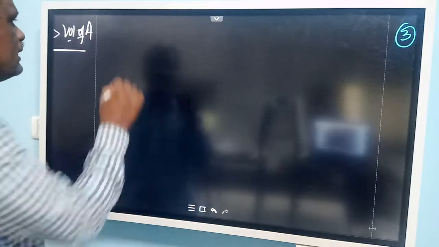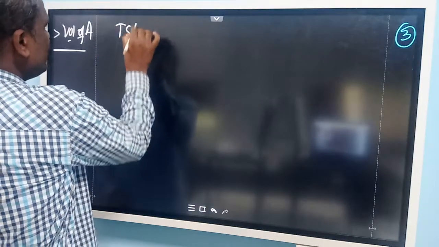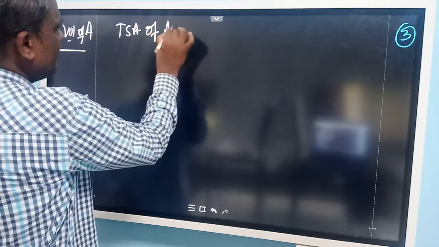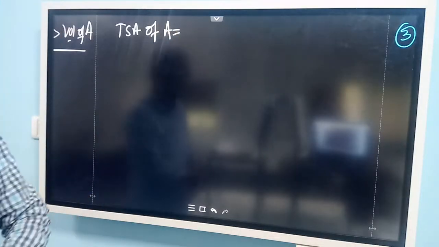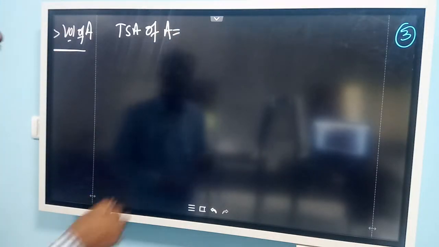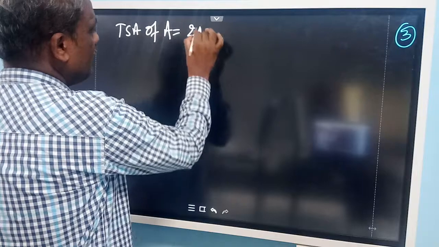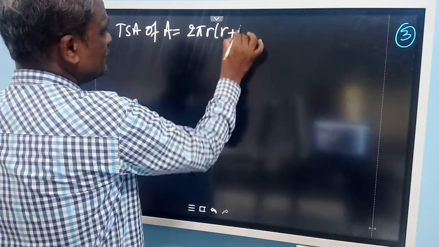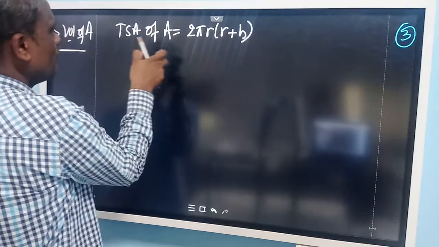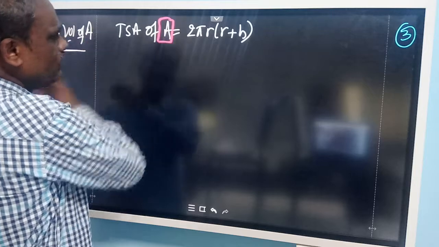Okay. So now what is the total surface area, TSA, of cylinder A? What is the formula to find the total surface area? 2 pi r into r plus h. Remember, this is for the cylinder A.